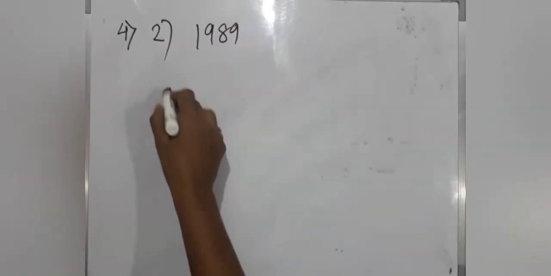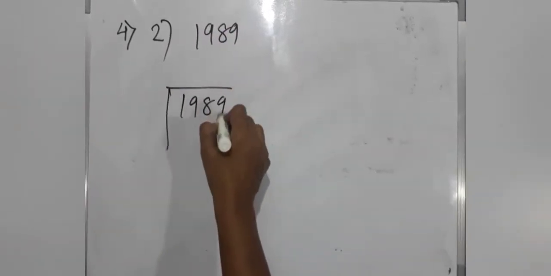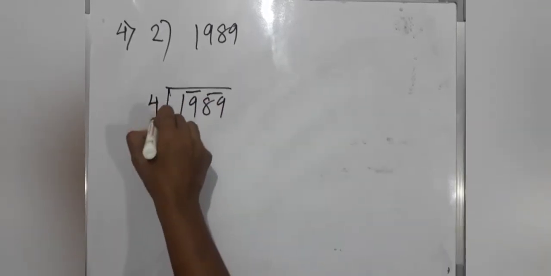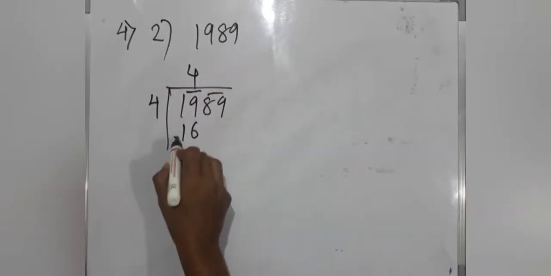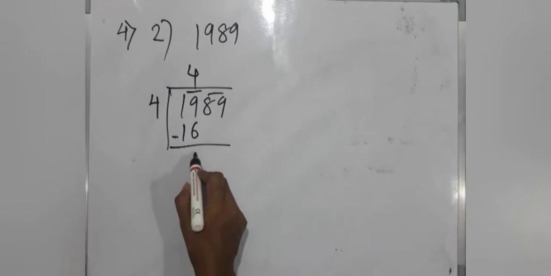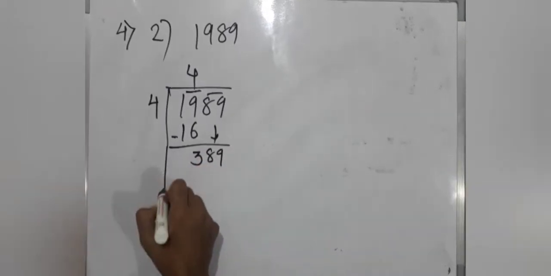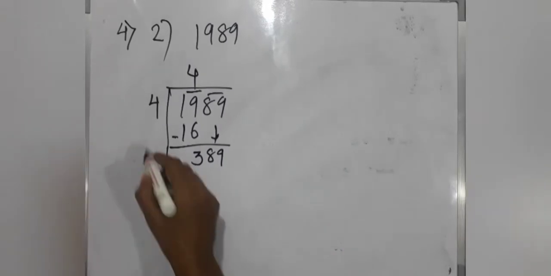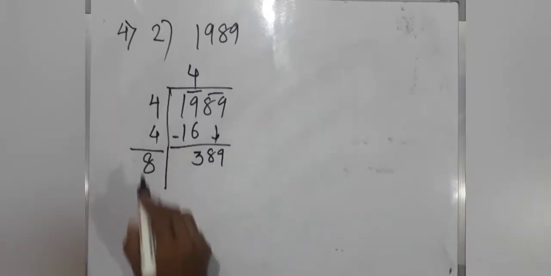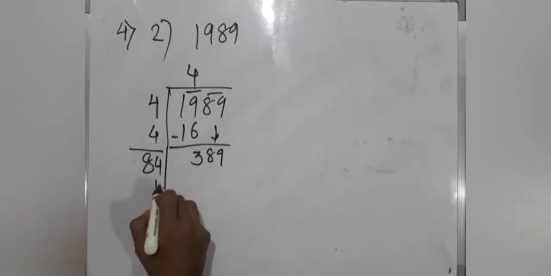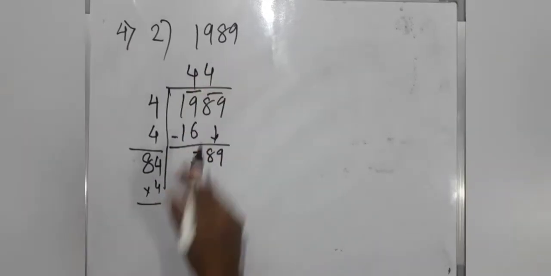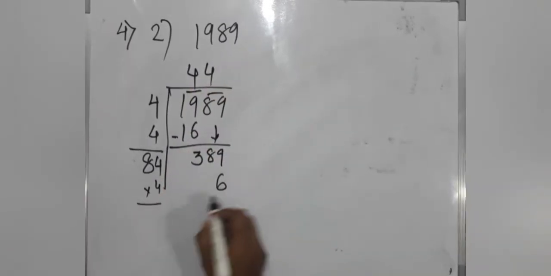1989. Using the division method, make the pairs 89 and 19. We will have 4 into 4 as 16. Subtracting 16 from 19, we get 3. Bring 89 down, and here adding 4, 4 plus 4 will be 8. Now find the square number, so we will take 4 here, so 84 into 4.